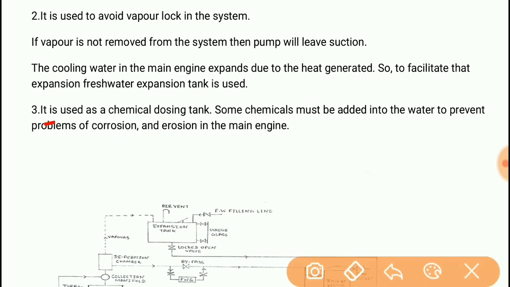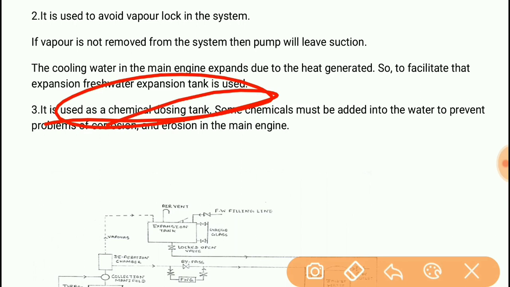It is also used as a chemical dosing tank for treatment of jacket water. We use it as a chemical dosing tank. These are all three functions.